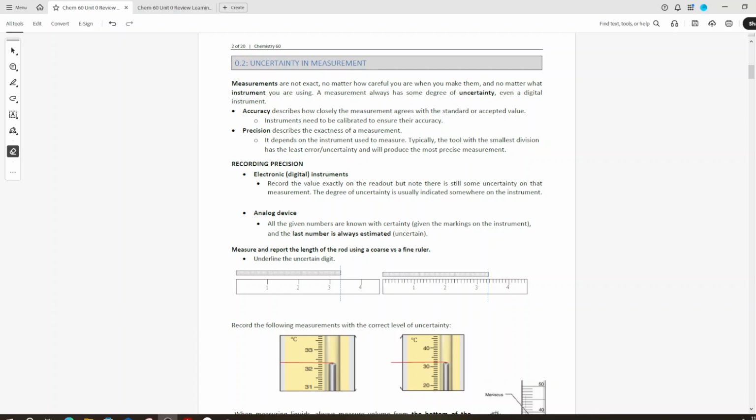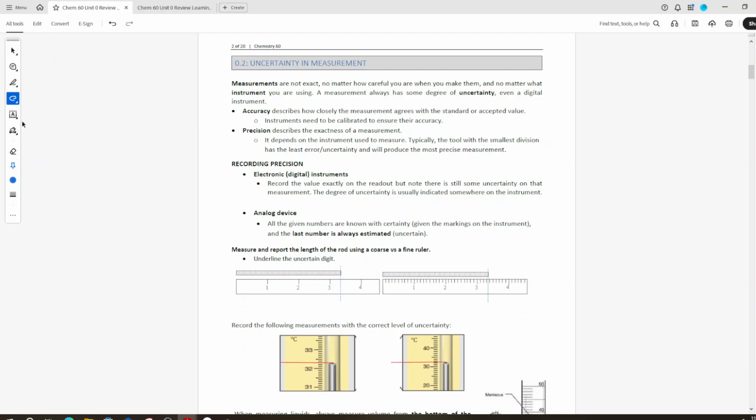All right, so this next lesson that we're going to do is preparing us for our labs. When you do a lab, you are going to be recording measurements. And it's important that you understand how many decimal places you need to record a measurement to. It is up to you to know, and you will lose marks if you write down the wrong precision.